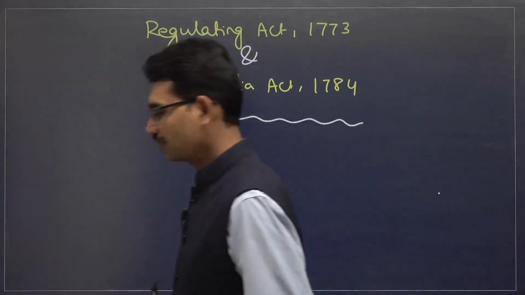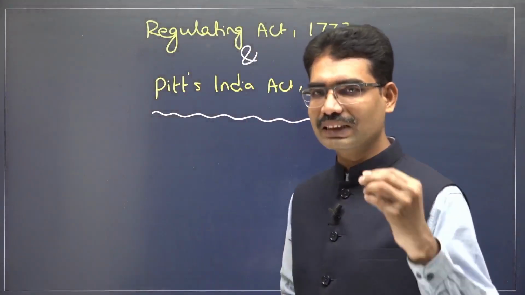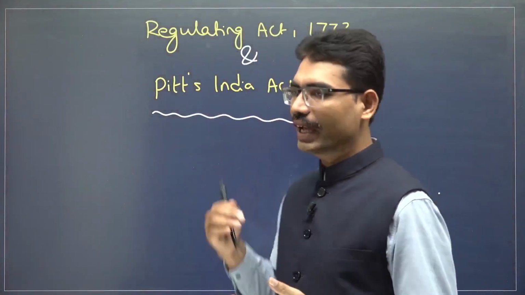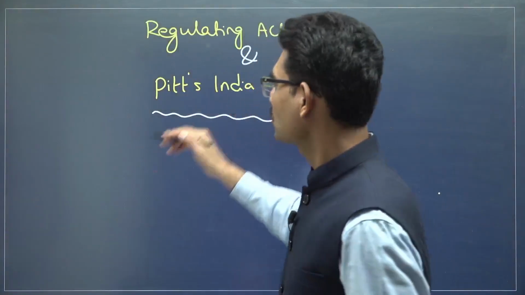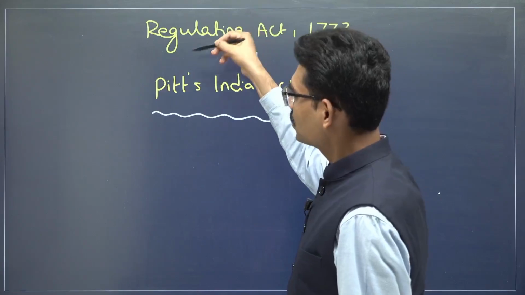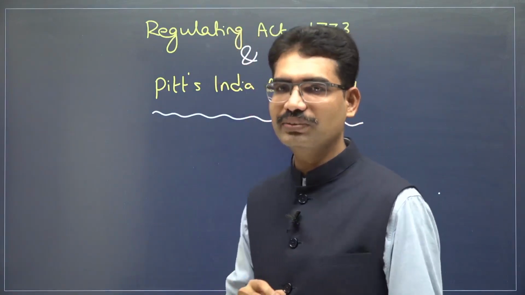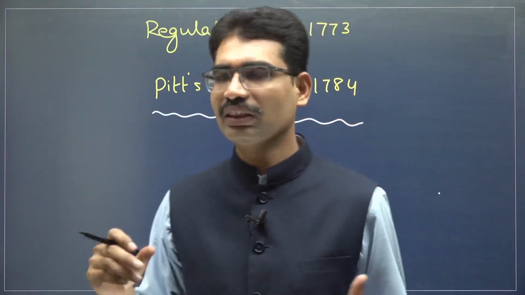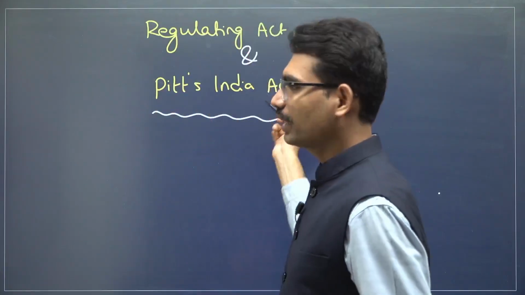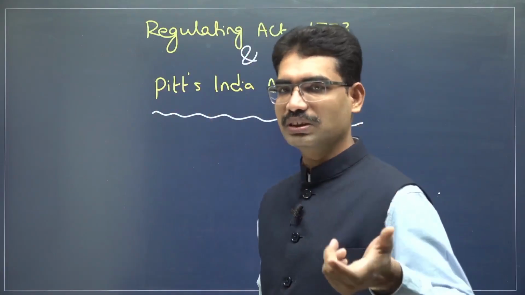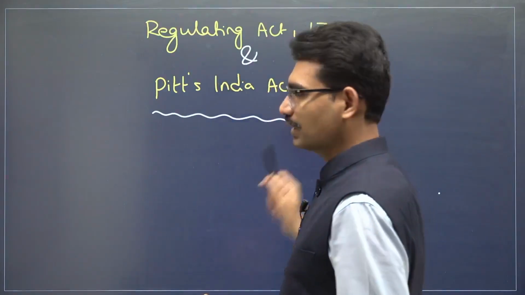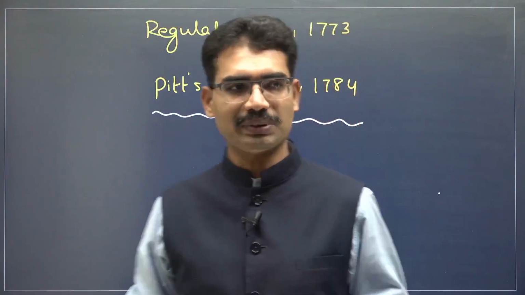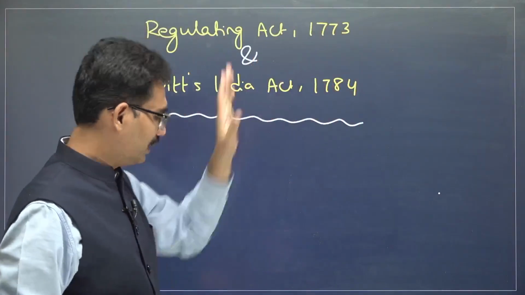Coming to the provisions, first we have understood what the circumstances are. Pitt's India Act is nothing but an improvement on some limitations that were there in the Regulating Act. Those limitations were improved by Pitt's India Act. That's why the circumstances are similar. Whether it is the Regulating Act or Pitt's India Act, the circumstances are almost similar. Some limitations of the Regulating Act were improved by Pitt's India Act. These are the circumstances before the 1770s.